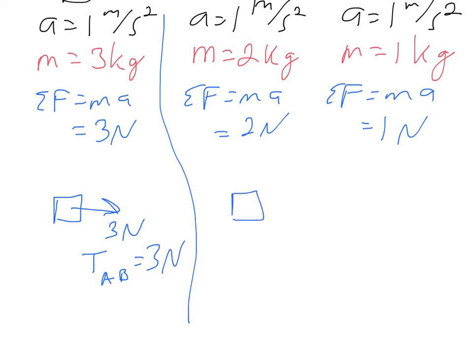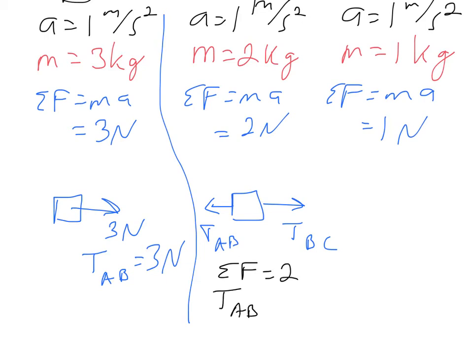For block B, there's tension in AB pulling back, and tension in BC pulling forward. Notice that those are not equal. BC is bigger than AB, meaning the block will move to the right. We know that the net force is 2, and we know that the tension in AB is 3, having figured that out in the previous section.